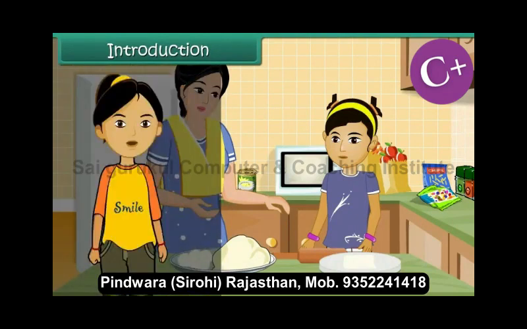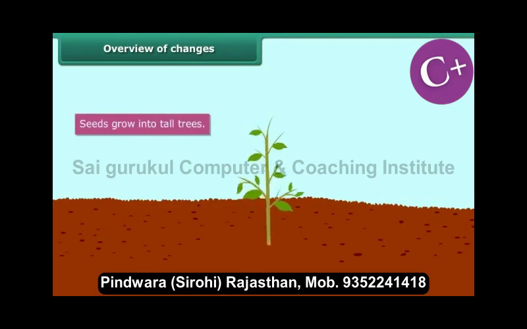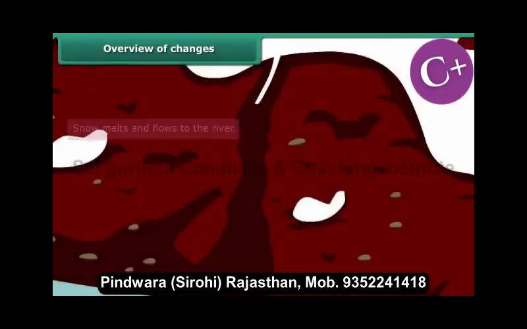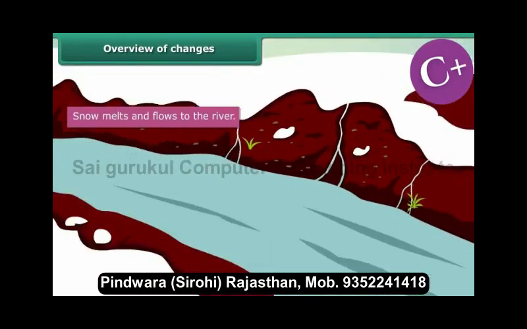Children, in this lesson we will learn about changes around us and the reversible and irreversible changes. Overview of changes. Have you noticed how seeds grow into trees? Another point to notice is how snow melts and the water flows to the river. How does this happen? These are changes that are taking place around us all the time.